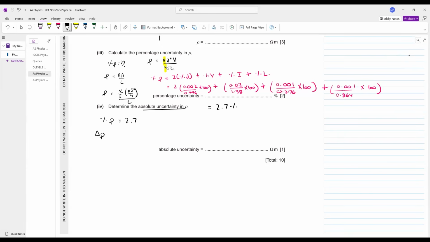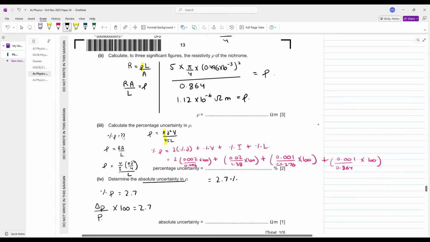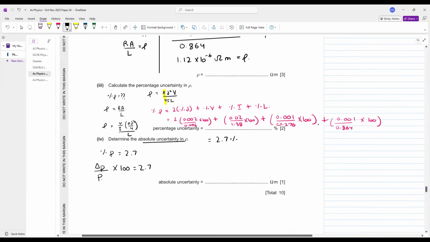Absolute uncertainty in resistivity divided by the actual value of resistivity multiplied by 100 is equal to 2.7. बेटा, actual value of resistivity क्या आई है? 1.12 × 10^-6.